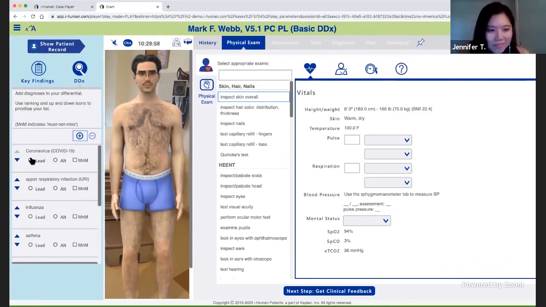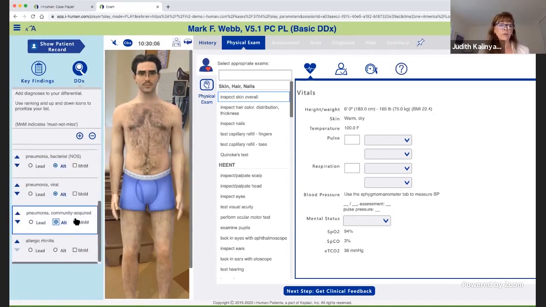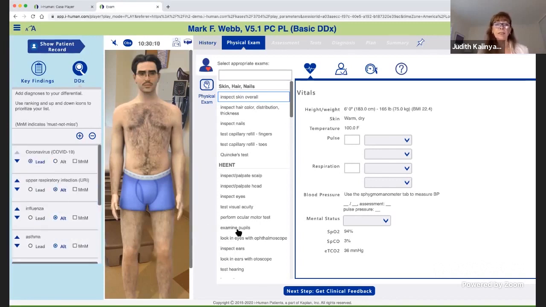COVID-19. COVID. Okay. So we're going to say COVID. We're going to put all the rest as alternative, which is great. Must not miss. What's my must not miss diagnoses here? And what's my definition of a must not miss?